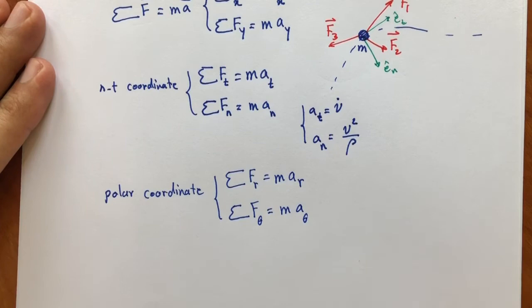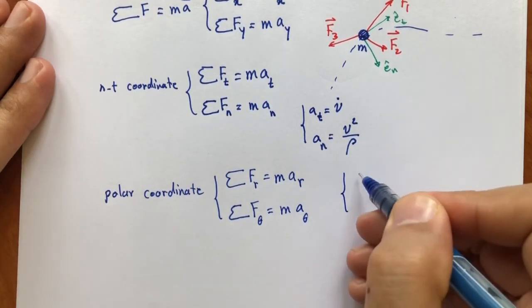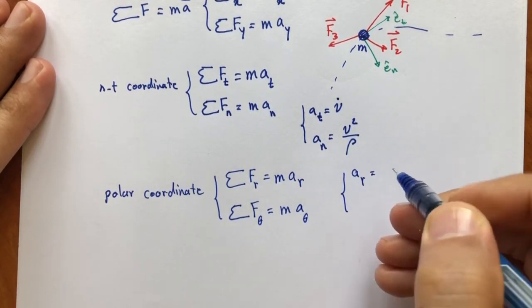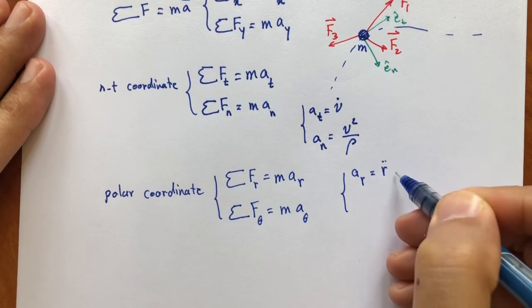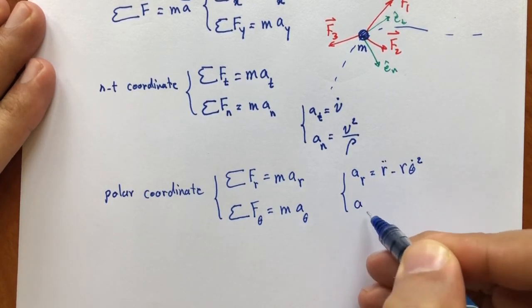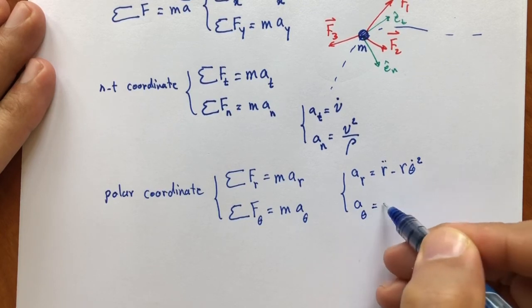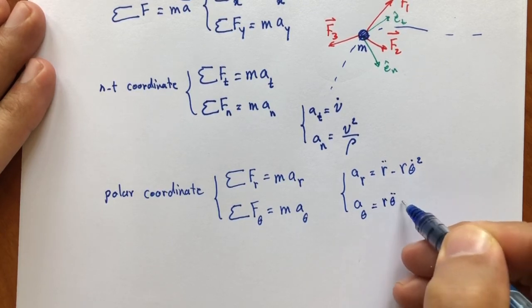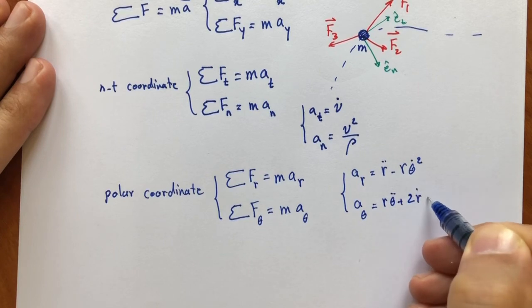And again, just to remind you, acceleration in the radial direction is r double dot minus r theta dot squared. And a in the theta direction is r theta double dot plus 2 r dot theta dot.